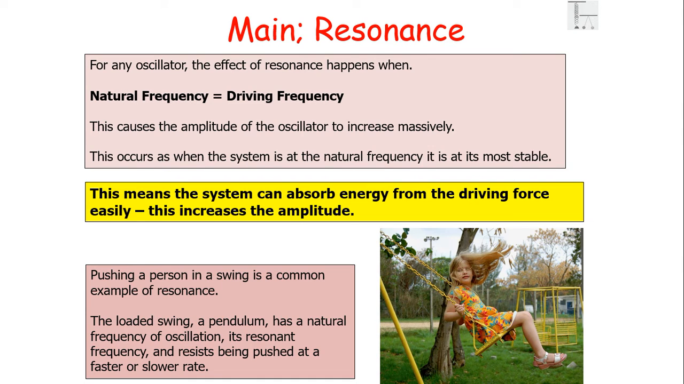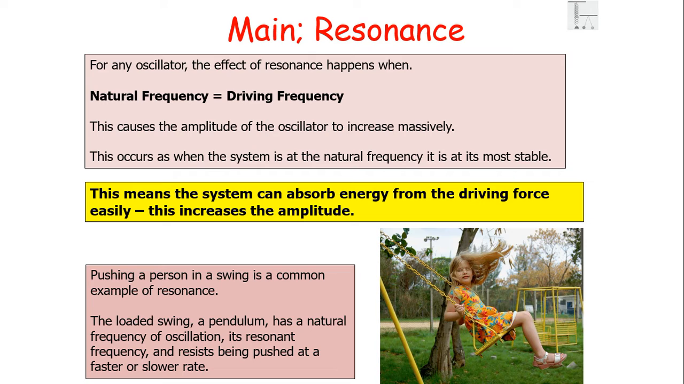So for any oscillator, the effective resonance happens when the natural frequency equals the driving frequency. This causes the amplitude of the oscillator to increase massively, and this happens because at the natural frequency, that's when the system's at its most stable. This means the system can absorb energy from the driving force easily. This increases the amplitude. So pushing a person on a swing is a common example of resonance.